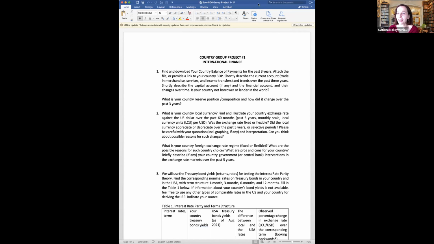So the questions that I include in their international finance country report ask students to download the balance of payments of the country of their choice, and then shortly describe its trends and structure. The students look at the current account on trade and merchandise services, income, transfer. They talk about the size of the capital account and financial account. They look at the international reserve of the country and give a short overview of changes in the balance of payments for a country of their choice over the past 3 years.